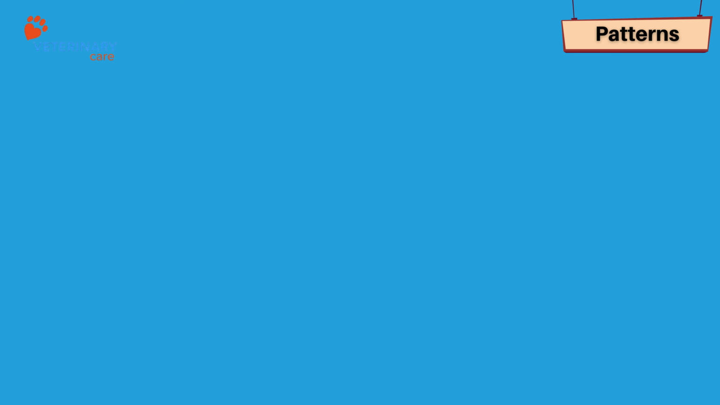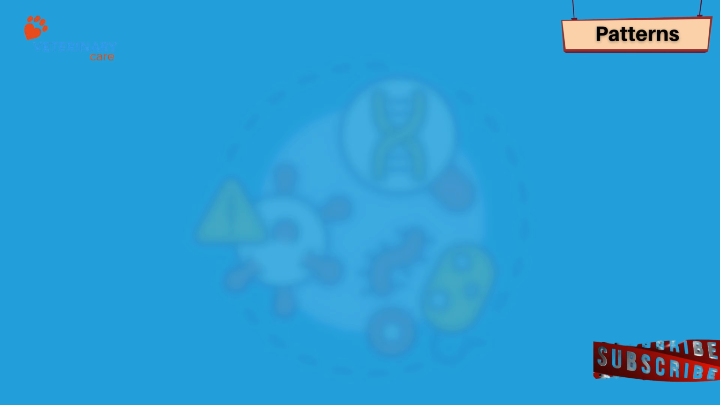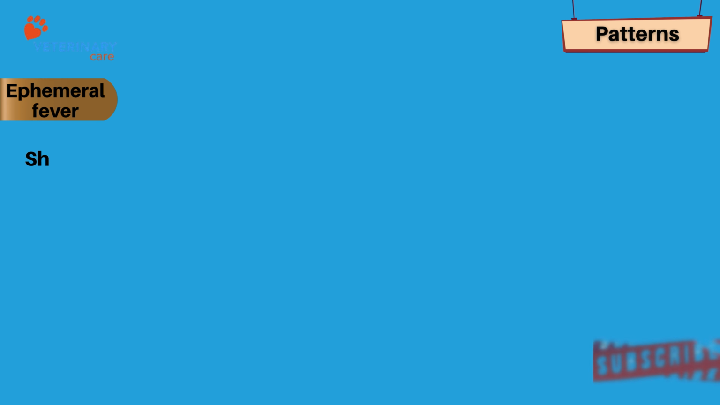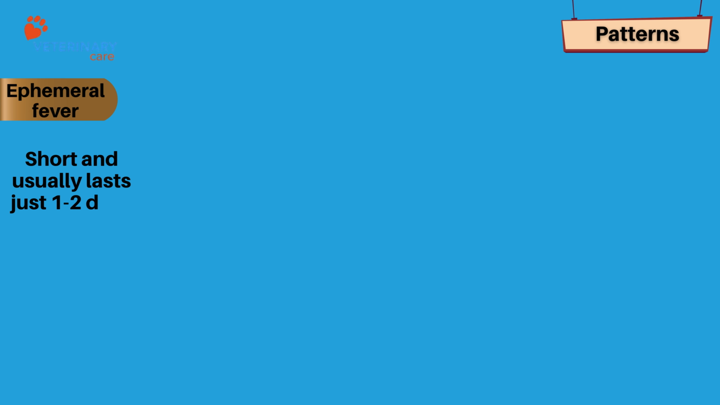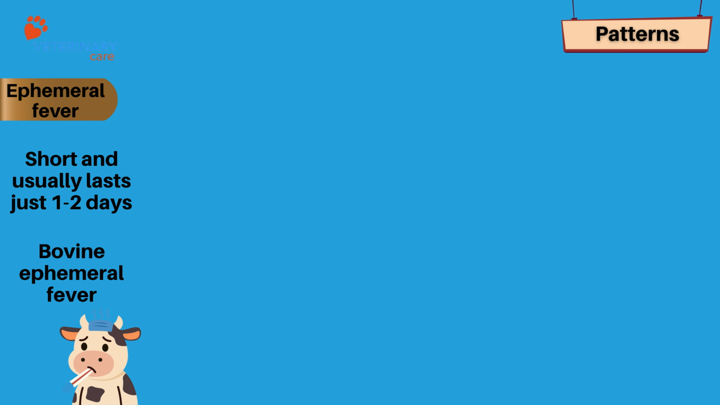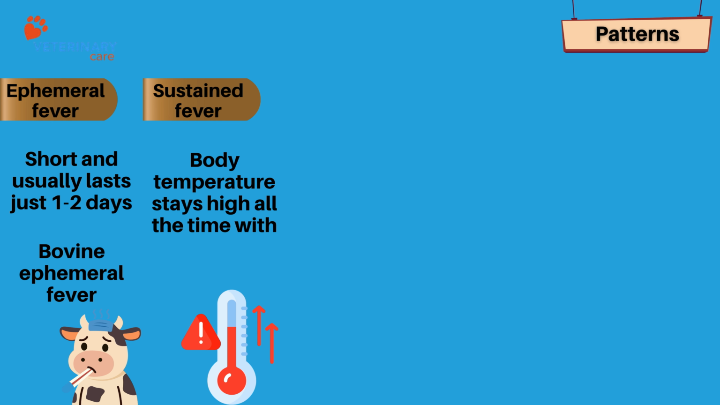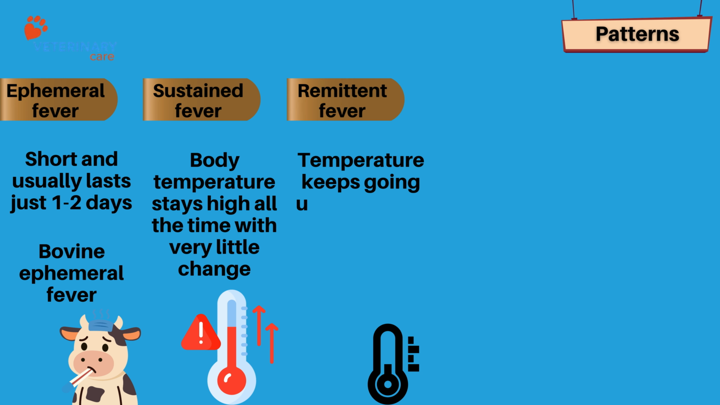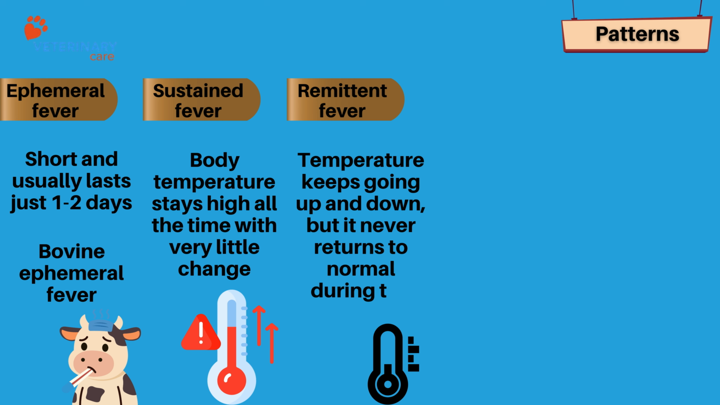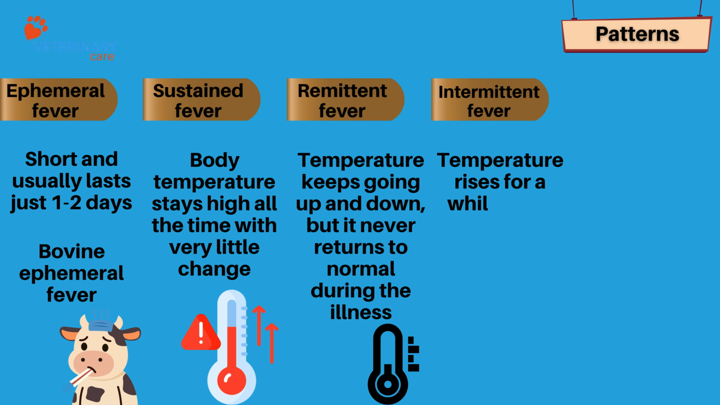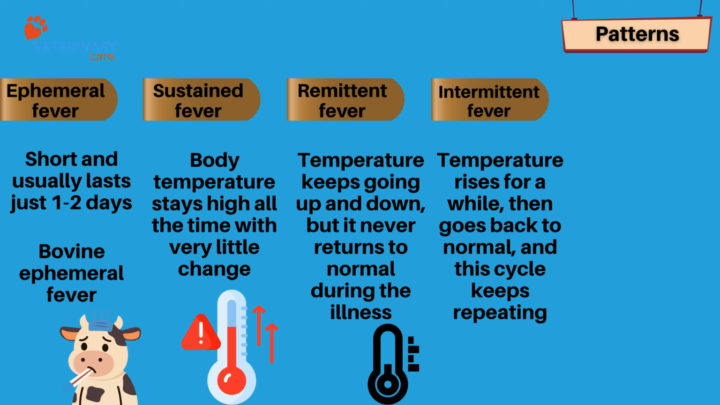Fever can show up in different patterns depending on the disease. One type is ephemeral fever, which is short and usually lasts just 1 to 2 days, like in bovine ephemeral fever. In a sustained fever, the body temperature stays high all the time with very little change. A remittent fever means the temperature keeps going up and down, but it never returns to normal during the illness. In intermittent fever, the temperature rises for a while, then goes back to normal, and this cycle keeps repeating. A good example is equine infectious anemia.